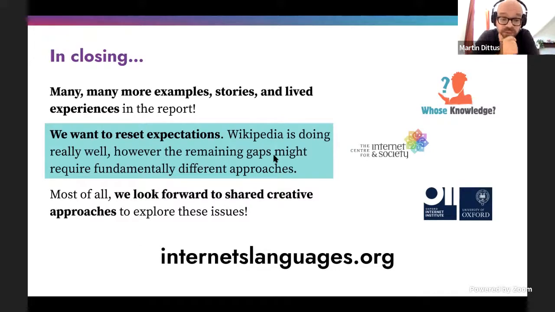And as I say, Wikipedia is a remarkable human achievement, and it's important to acknowledge that. At the same time, I think it's also important to say, if we want to go even further, we might need to fundamentally rethink some of the things we're doing. And we might need to speak to people from outside of our movement in order to really understand what the challenges are. I'll stop here. Thank you very much.